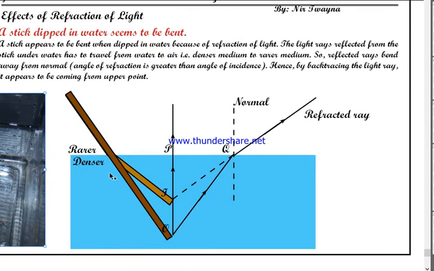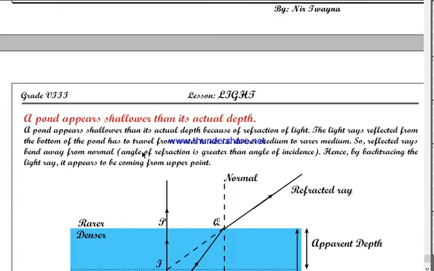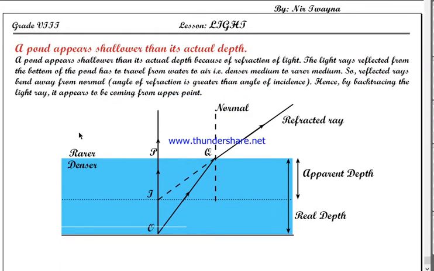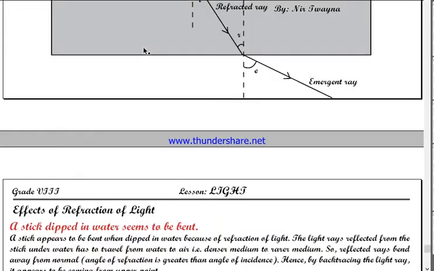The next point is, a pond appears shallower than its actual depth. This also we discussed in our previous class. Today we are going to write the reason for this, because many students say, sir, we already understand the reason behind this, but when we have to write we do not know how to write. Considering these two questions difficult to write, I have prepared the answer, which you are going to take today. Well, let's start from here.